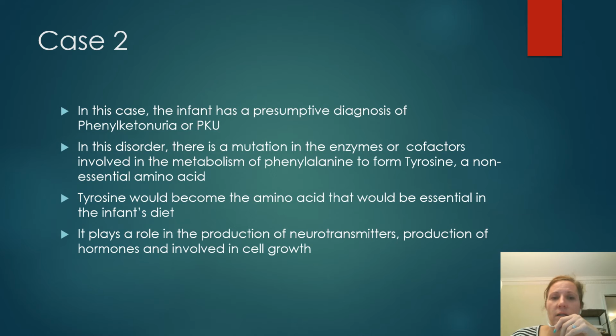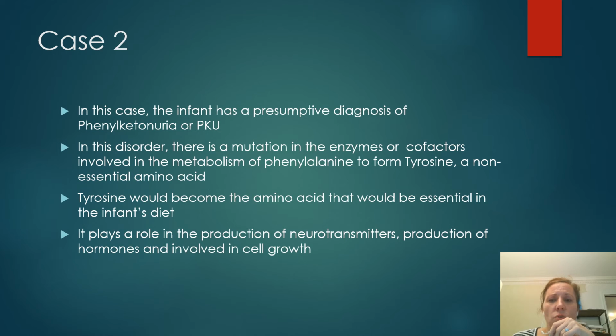In this case, the infant has a presumptive diagnosis of phenylketonuria, or PKU. In this disorder, there's a mutation or a possible mutation of the enzymes or cofactors involved in the metabolism of phenylalanine to form tyrosine, a non-essential amino acid. And in this case, tyrosine would actually become the essential amino acid.